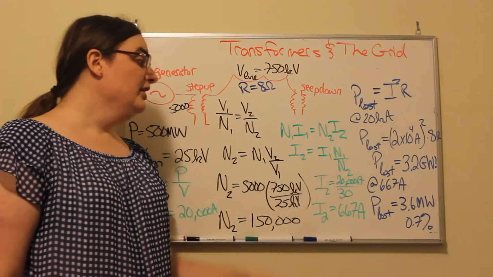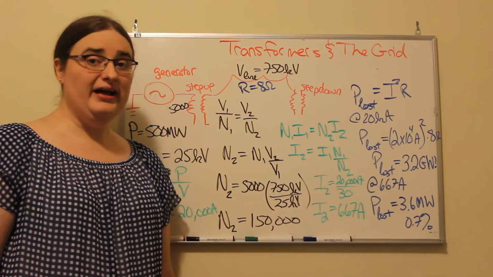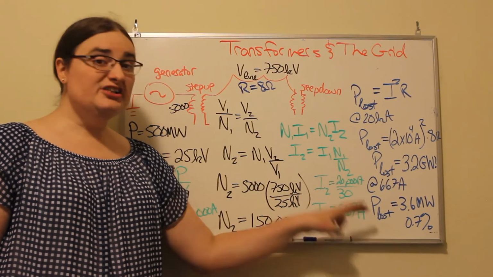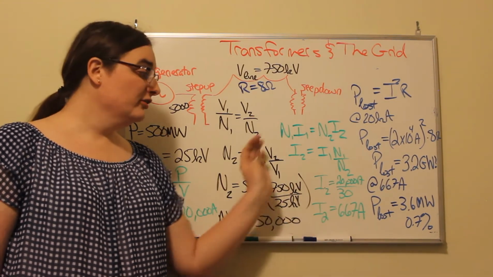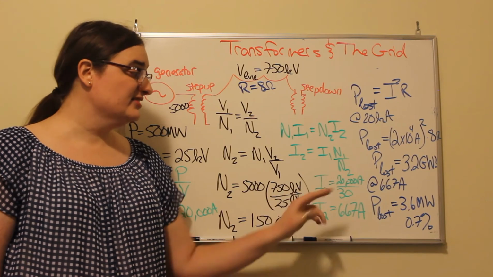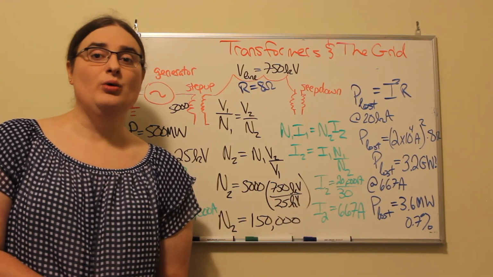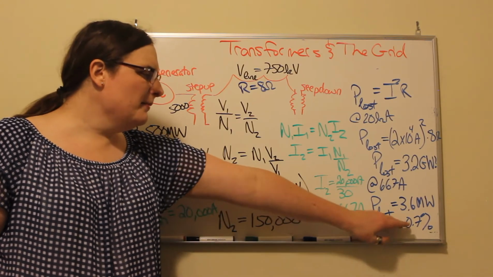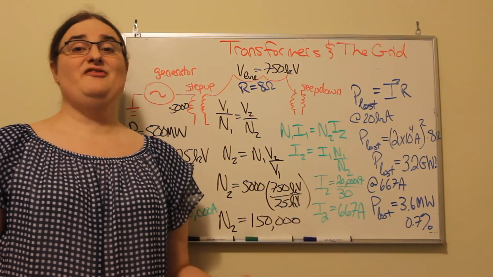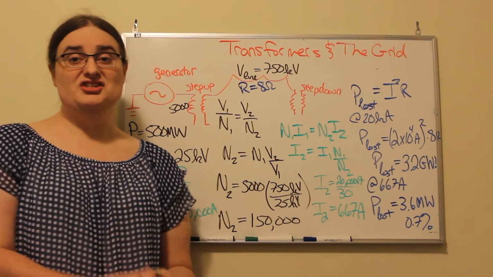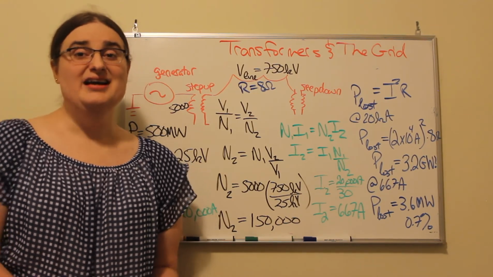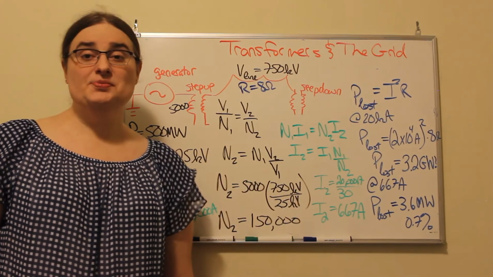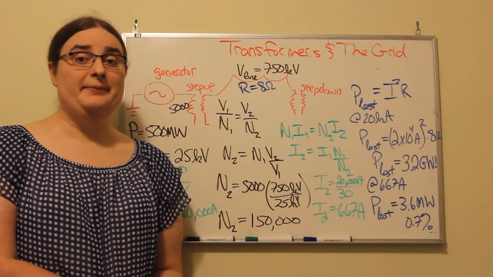So at 667 amps, the power that we would lose would be 30 squared times smaller, or 900 times less. So instead of 3.2 gigawatts, we'd lose 3.6 megawatts, which would be about 0.7%. And if any electrical company could actually achieve that level of loss in the grid, they would be ecstatic, because that's small compared to what actually happens.